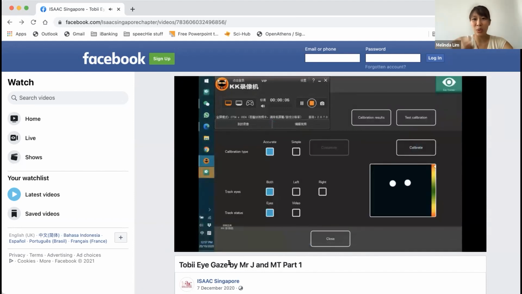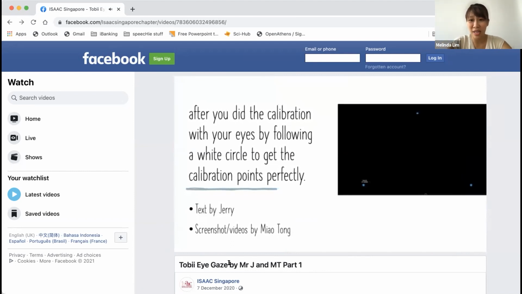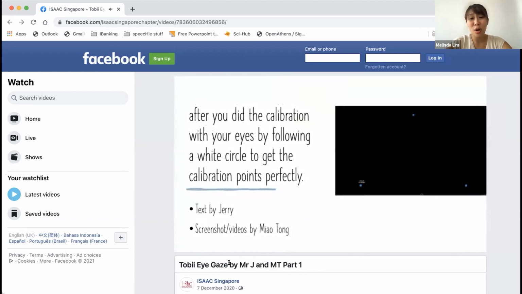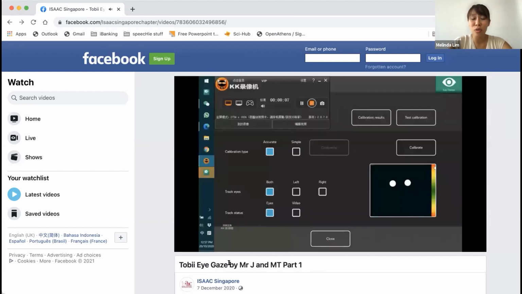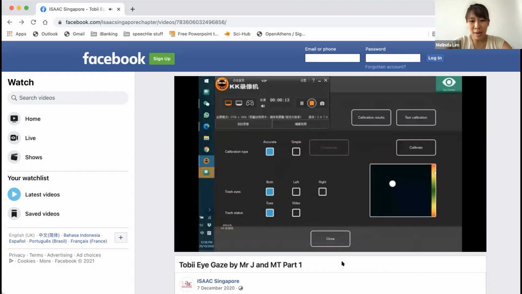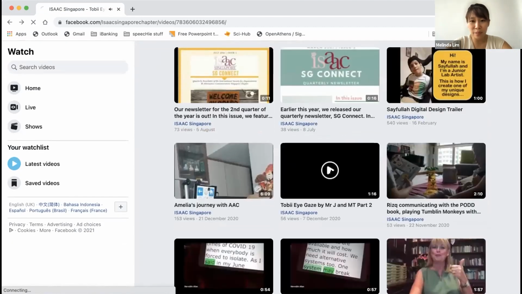there is like this little clock circle thing that gets activated when he looks at a certain part of the screen. So this is completely controlled by using eye gaze. Okay, so he's just showing you how you would calibrate something. And I'm just going to skip to part 2 because part 2 shows him typing.